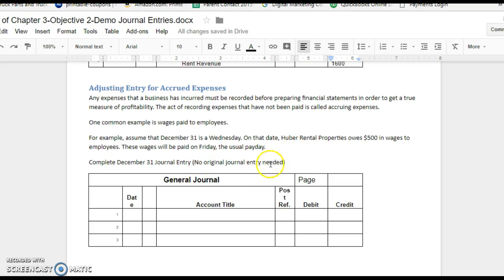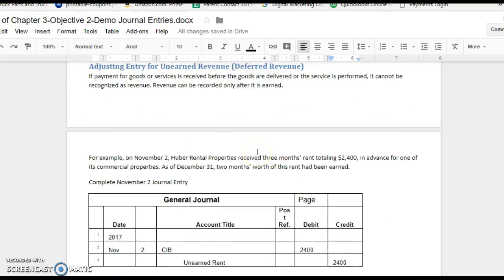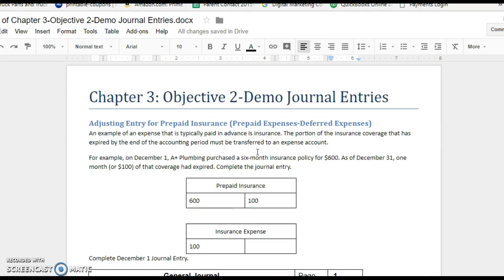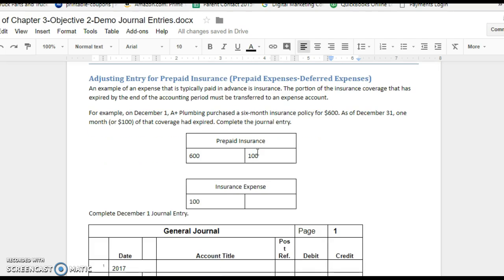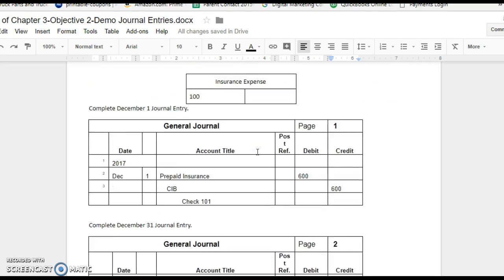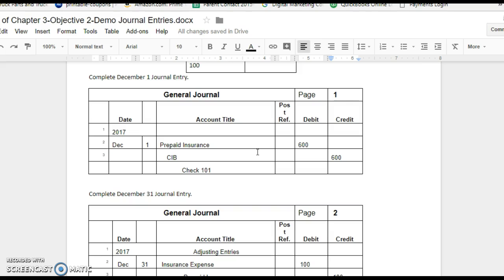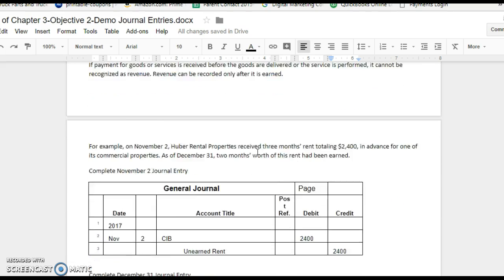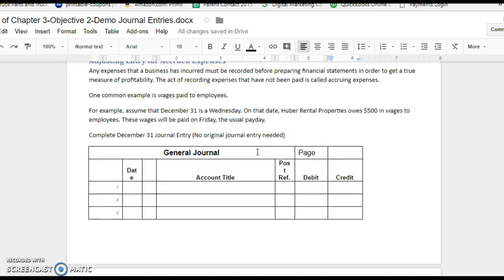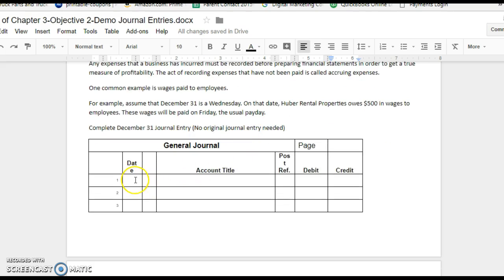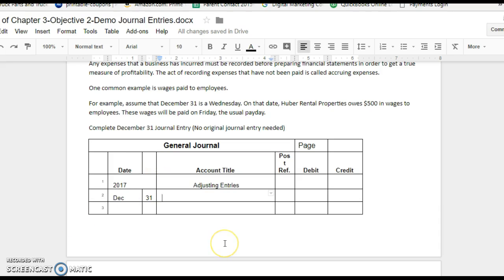So there wasn't an original entry. Up here, this was a deferred expense, or deferred revenue. We already had an original entry, and then we had to figure out what the new balance should be. Here we're just adding it. There was no original entry, so for the accrued expenses, all we have to do is get it on the books.